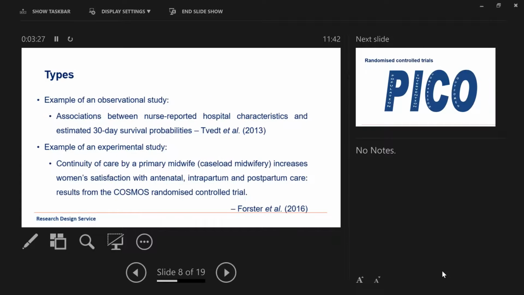So an example of an observational study here: association between nurse-reported hospital characteristics and estimated 30-day survival. So no actual intervention there, just looking at those associations, looking at what's going on, as opposed to our second one here: continuity of care by a primary midwife, caseload midwife, increases women's satisfaction with antenatal, intrapartum and postpartum care. So this is the COSMOS trial, and here there's a comparison between two groups. So if it's a comparison, it's an experimental type study, or a randomized controlled trial. It's an experimental study.